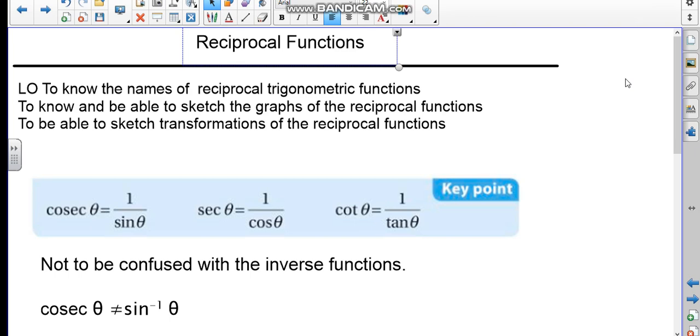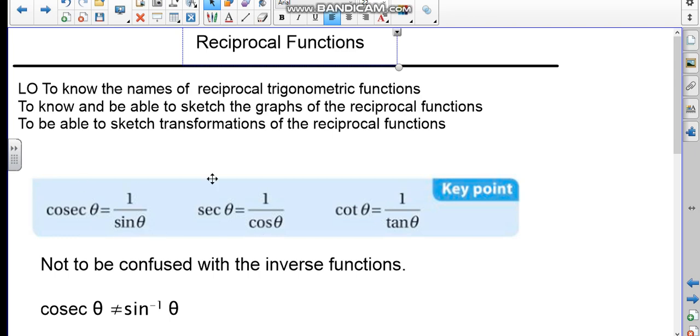So let's have a think about what they're called to start with. There are 3 new ones. The first one is called the cosecant, which we abbreviate to cosec theta, and that's 1 divided by sine theta. So cosec is 1 over sine theta. Sec, which is secant, is 1 over cos theta. And then we have the cotangent, cot, which is 1 over tan theta.